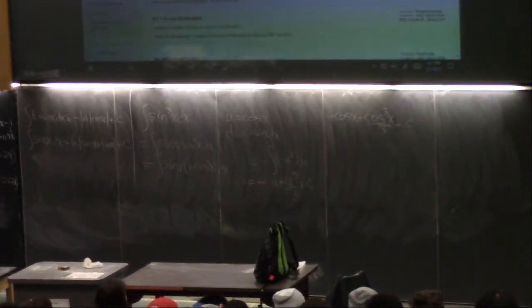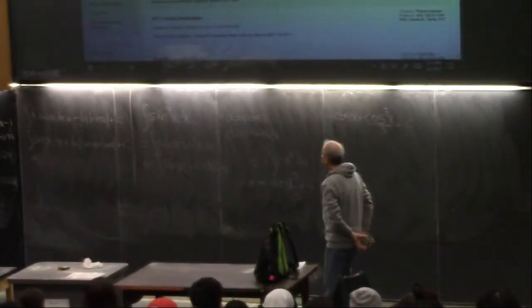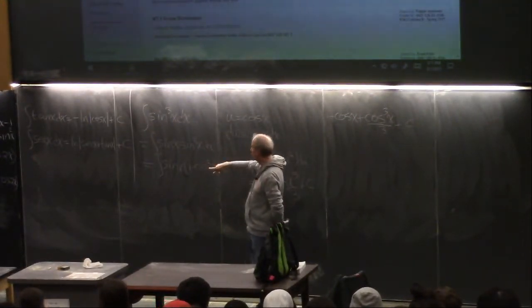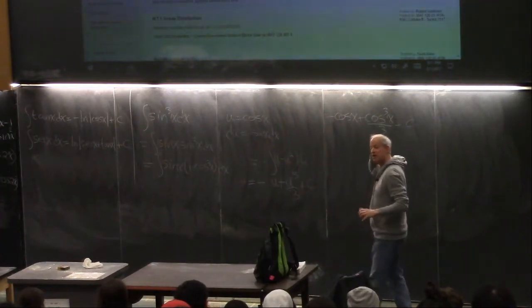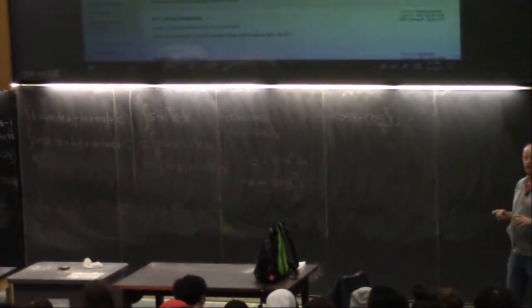Yes? Why don't I let u be cosine instead of sine? Well, if I let u be sine, this would be 1 minus du squared, which wouldn't be very useful. So in general, when you see powers, higher power will be u and lower power will be du. Okay? In general.